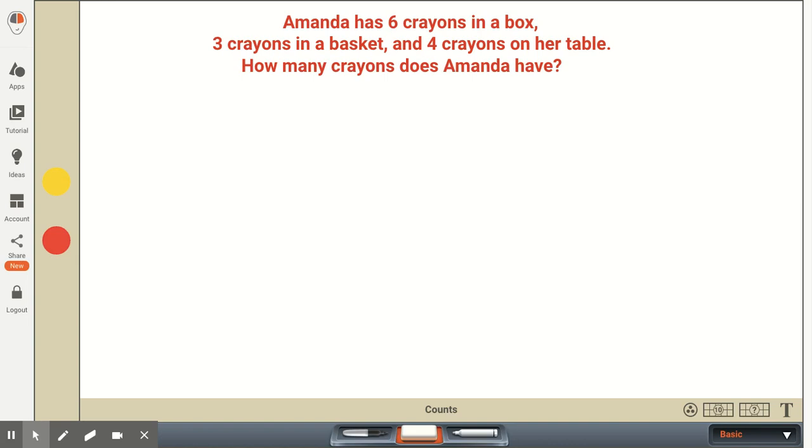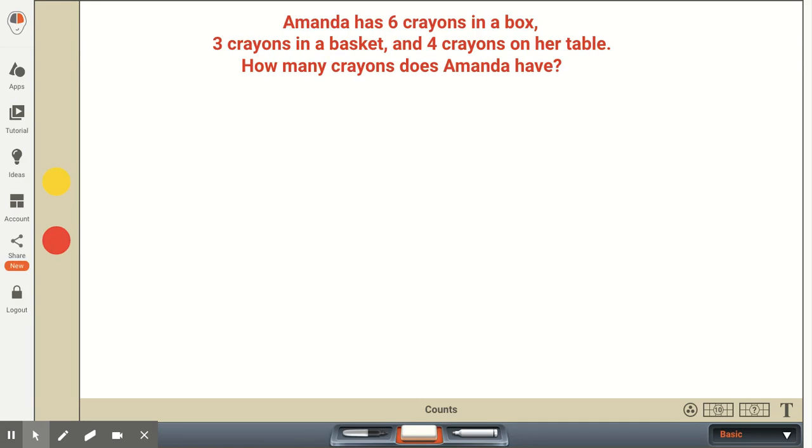And in the standard, they can be doing this by three different methods. They can be using objects, they can be using drawings, and then they also can be using equations, and they also can use a symbol for the unknown. So in this case here, the unknown would be the total. So we'll do that one last.